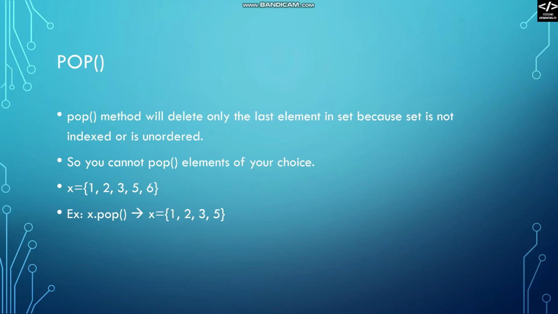So let's move on to pop. Pop method inside a set will only delete the last element because there is no indexing possible inside a set. You never know where the element is inside a set. So pop method is only used for deleting the last element.